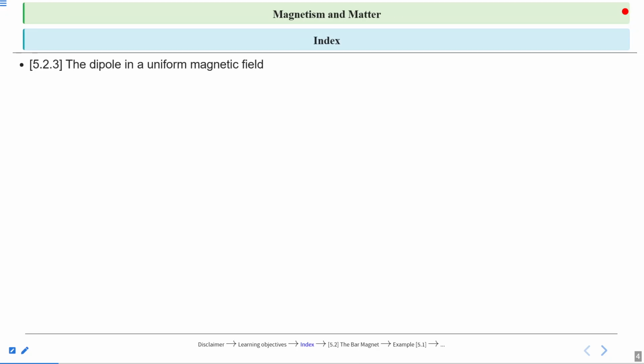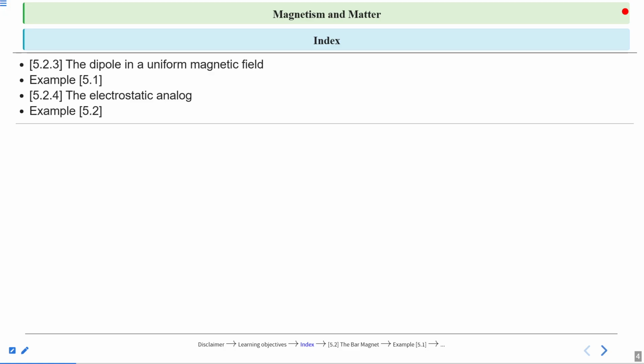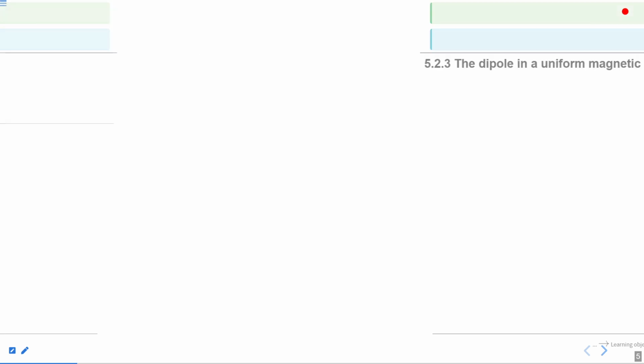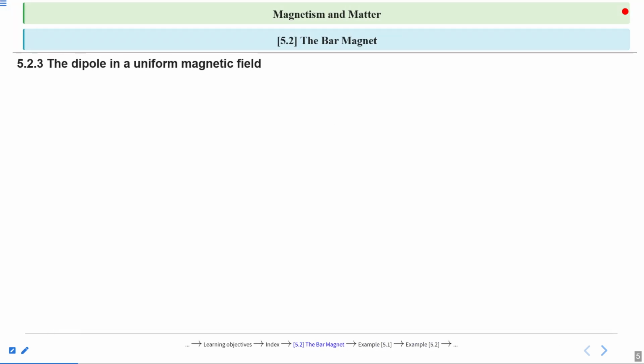So the topics that we are going to cover today are NCERT section 5.2.3, the dipole in a uniform magnetic field, example 5.1, NCERT section 5.2.4, the electrostatic analog, and example 5.2. So let's begin with the topic 5.2.3, the dipole in a uniform magnetic field.